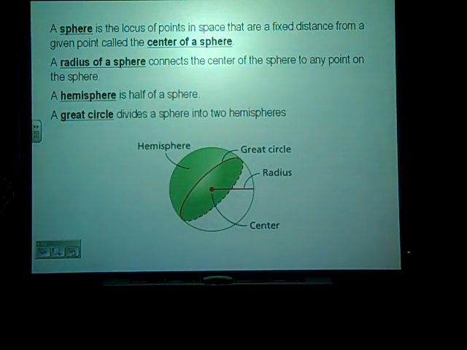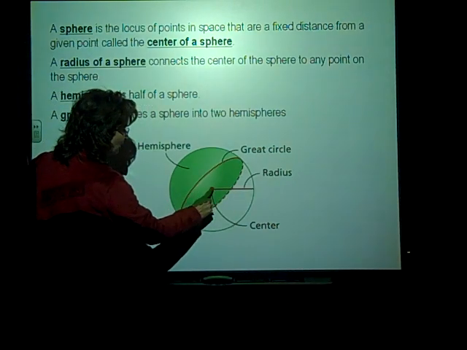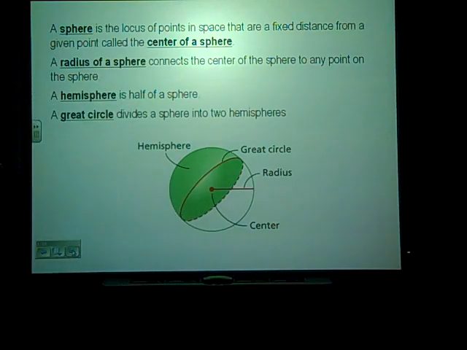Okay, glad you're back. Let's talk about what this sphere looks like, some vocabulary, parts of the sphere. A sphere is simply a locus of points in space, a fixed distance from the center. Just like a circle has a center and all the points around it are equal distance, well, a sphere, it's 3D, same thing. The radius of the sphere connects the center to any point on the sphere. So notice that could be a radius. You could have a radius to here, you could have a radius to out here, radius over here, any place on the surface. Hemisphere is half a sphere.